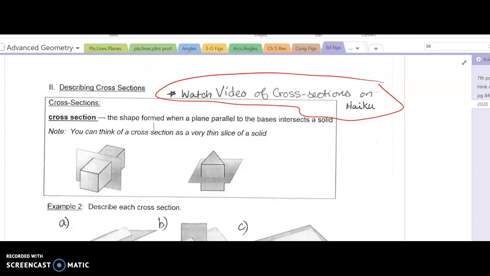Okay, so what we learned from our little cross-section ninja friends is that a cross-section is a shape formed when a plane parallel to the basis intersects a solid. That's technically the definition. You can think of the cross-section as a very thin slice of a solid. So like on this stick of butter here, the cross-section would be this square right here.